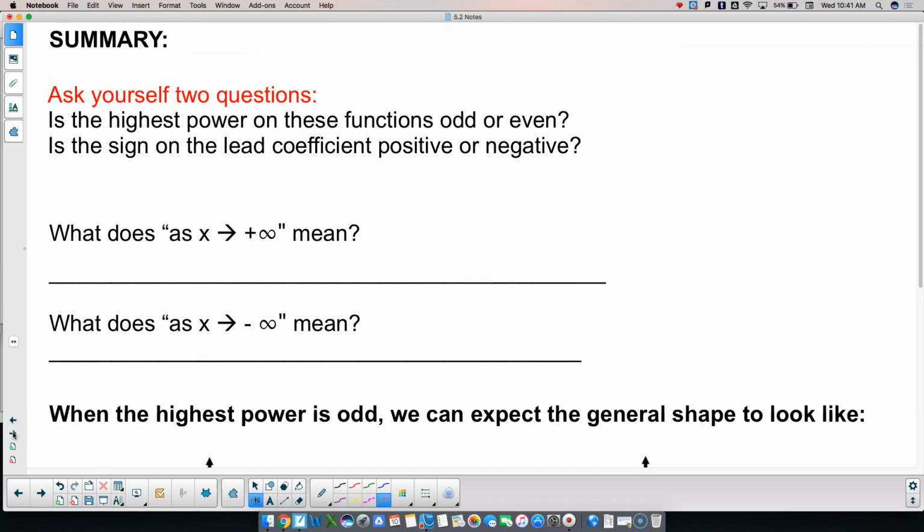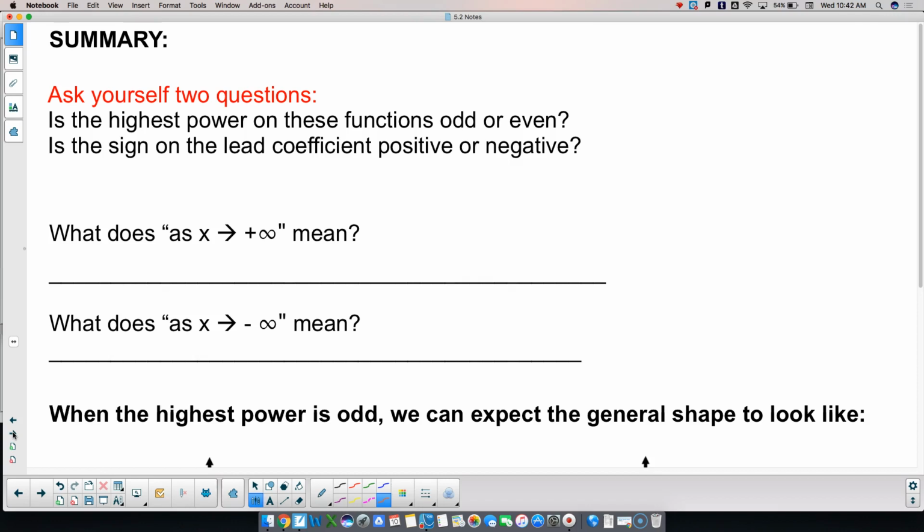So basically, to sum it all up, you have to ask yourself two questions: what's the degree, and what's the positivity of the lead coefficient? If the degree is odd and the lead coefficient is positive, it's going to go up to the right and down to the left. If the degree is even and the lead coefficient is negative, they're both going to go down.